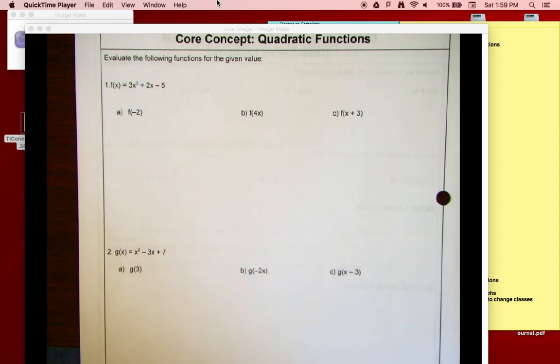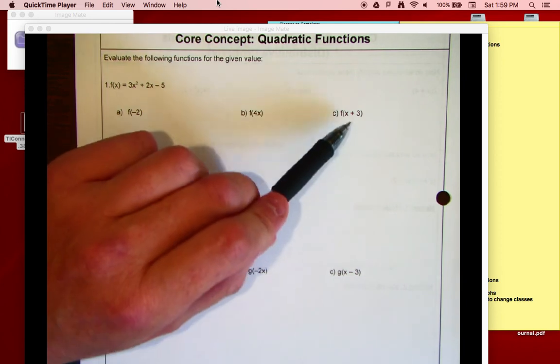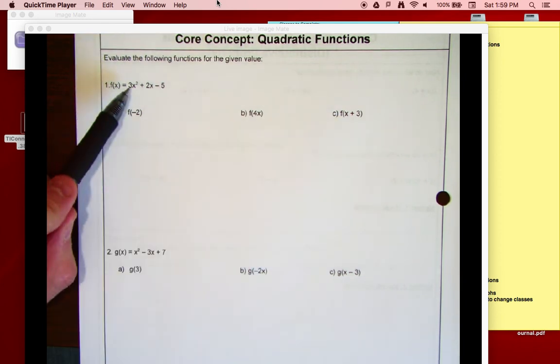Alright, hi everybody. I just want to show you a quick video on quadratic functions and most importantly inputting values into quadratic functions. We've done some of this with the transformations. It's the same concept. If you have a horizontal translation or a horizontal shrink or stretch when you have to plug numbers into the function. But it's always good to review.